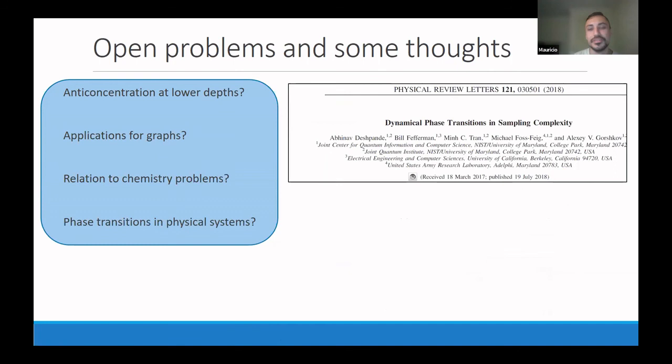And something I'm interested in as well, that I've been thinking about, is phase transitions in physical systems. There is work that relates this sampling complexity to phase transitions in condensed matter. In this paper, they do it for boson sampling, so systems with bosons. And they find that for certain regimes, the complexity of the sampling changes, and this signals changes of behavior. So since now we have fermion sampling, what does that tell us about fermionic systems? That's also another question.